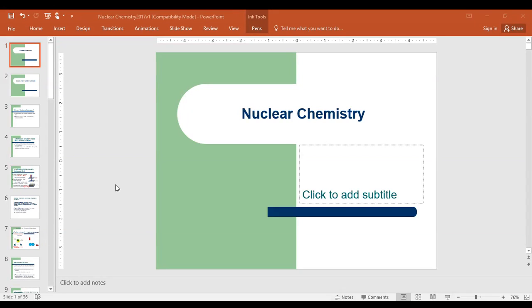So today, what I want to go over is nuclear chemistry and what happens in a nuclear reaction. Also, why some isotopes are stable, ones are not, and what types of radiation we see being emitted.